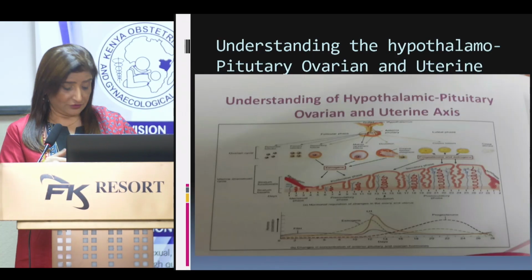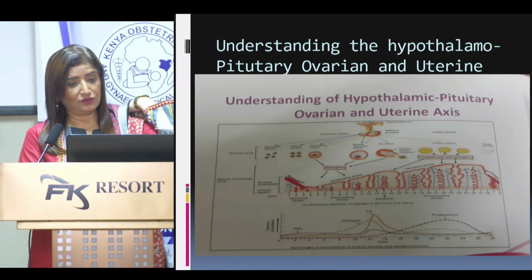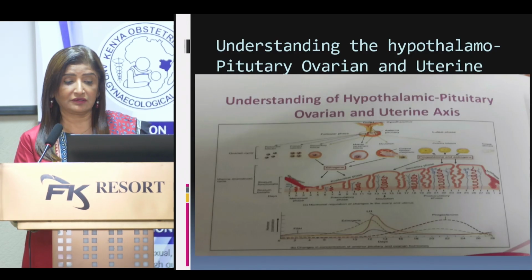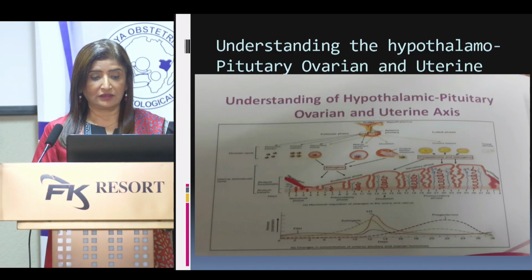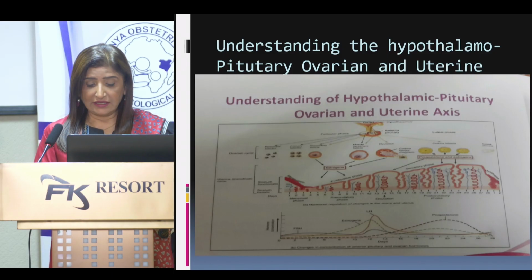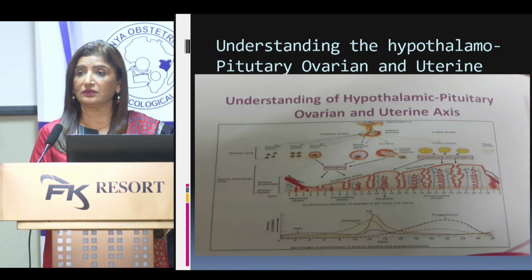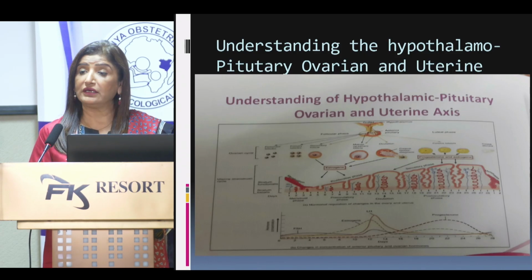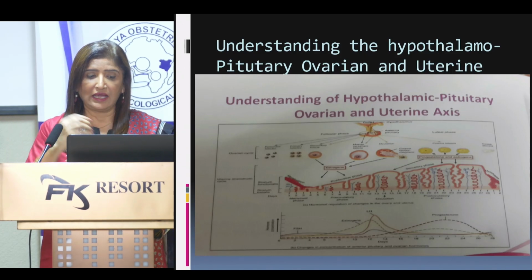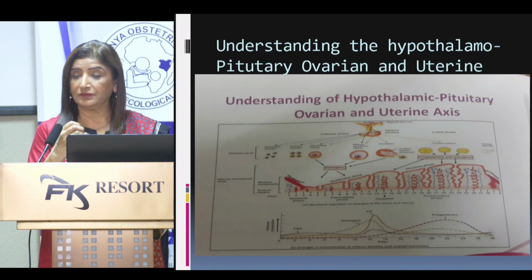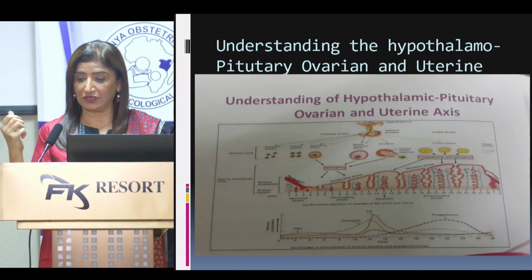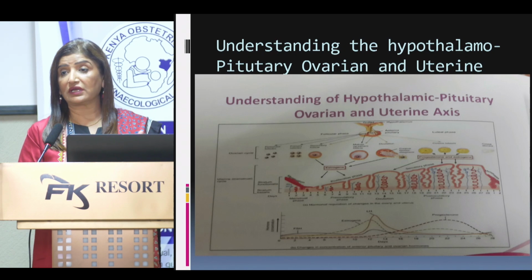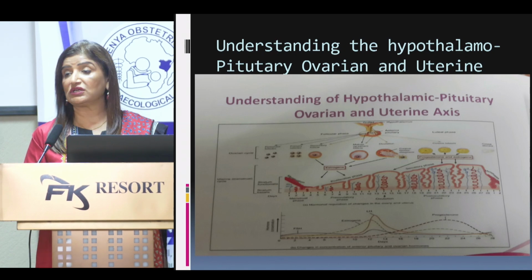And as the follicle gets selected, you can see the E2 levels start rising in response to the growing follicle. And we say that once the follicle is mature, the peak E2 levels should be at least between 150 to 200 when the LH surge will happen and the egg will come out of the follicle. So that is how the ovulation happens, and you can simultaneously see the changes in the endometrium.